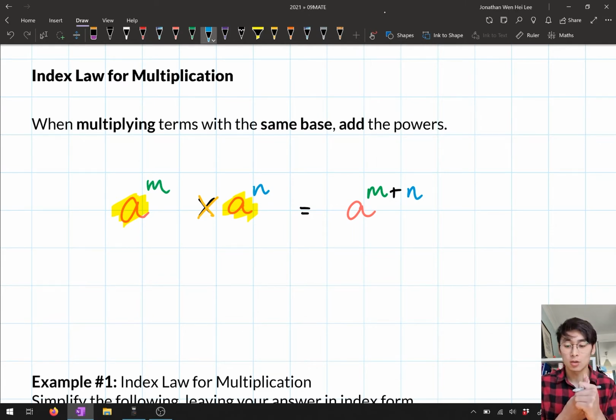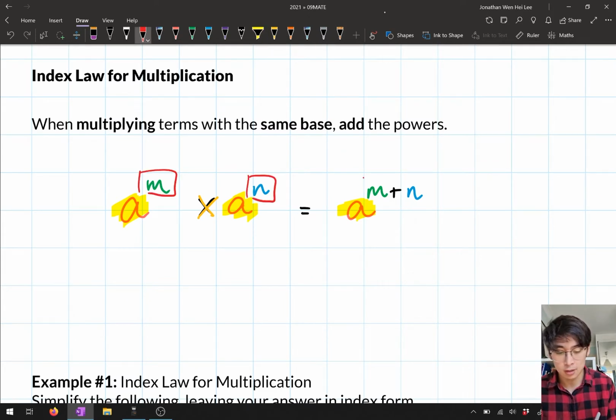The base doesn't change. Also, a few things here. We need to make sure that the bases are the same first of all. If we've got different bases, we can't apply this rule. The second thing is, when we apply this multiplication, notice here, this A doesn't change. It doesn't become 2A, it doesn't become A squared, it just stays the same. All we're doing is just adding the powers together. So we're adding M and N to become M plus N. So that is our index law for multiplication.